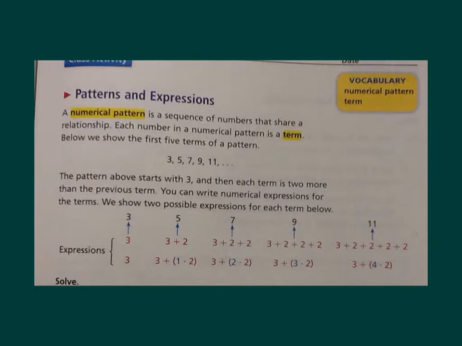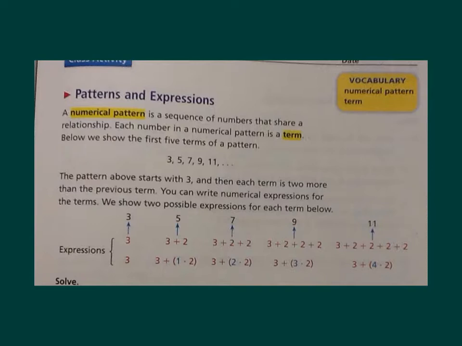The first thing we want to do when we are looking at a numerical pattern is try to figure out what the pattern is. And this one's fairly simple to see. We can see that each term goes up by 2 from the last. So 3, and then we add 2 is 5, add 2 is 7, add 2 is 9, add 2 is 11. So we can very easily guess what the next term would be. We know the next term would be 13.